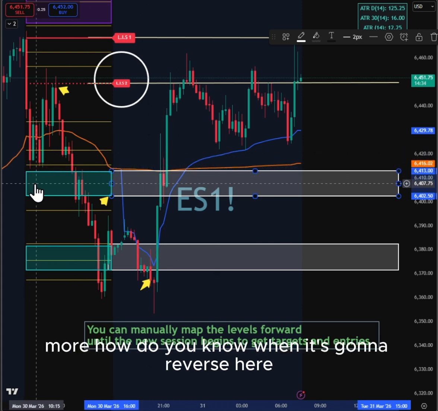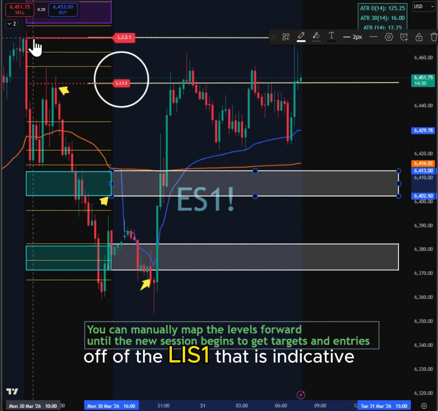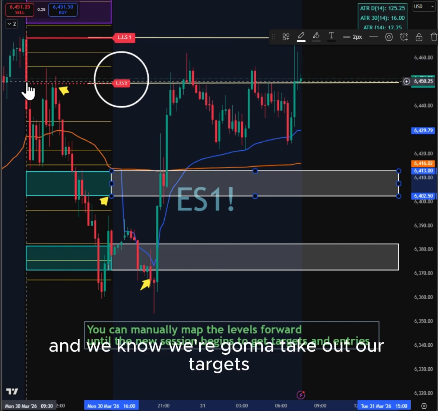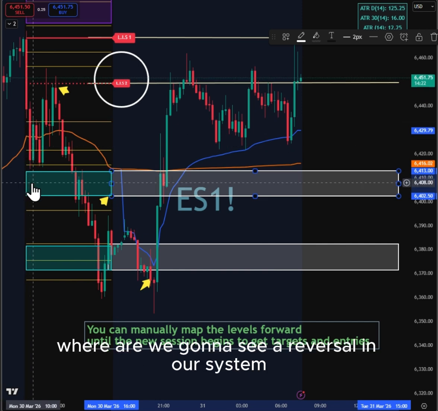How do you know when it's going to reverse here? What we're saying is we know off of our levels, off of the LIS1, that is indicative of sell pressure underneath it. And we know we're going to take out our targets. First target there, LIS2, more sell pressure. Going to come down. Where are we going to see a reversal?